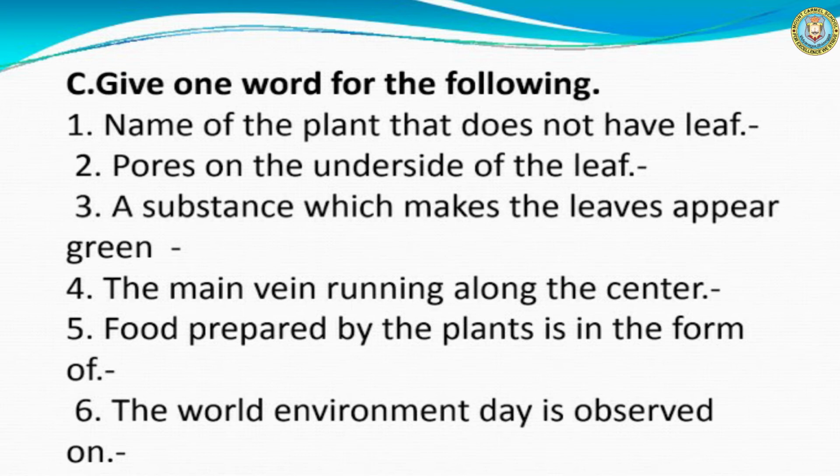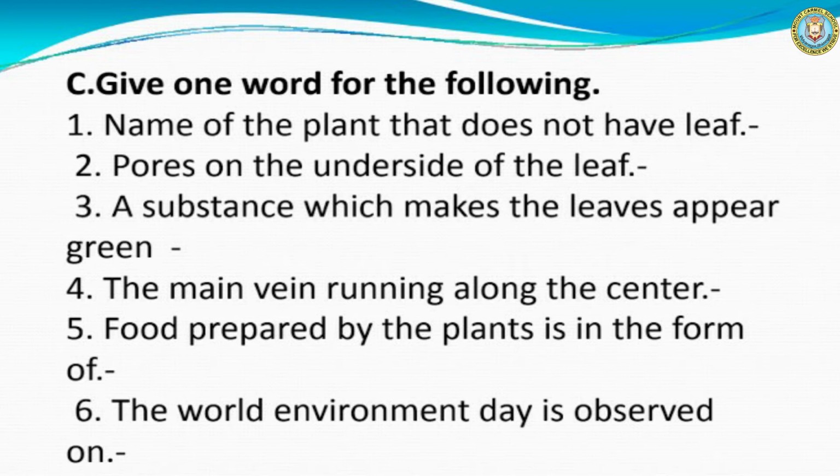ನೆಕ್ಸ್ಟ್ ಕ್ವೆಶ್ಚನ್ ಗೆ ಹೋಗೋಣ. ನೆಕ್ಸ್ಟ್ ಕ್ವೆಶ್ಚನ್ ಈಸ್, give one word for the following. Name of the plant that does not have leaves. Okay, what is that? Which plant is this? Keep in mind. Okay, pores on the underside of the leaf that we call as stomata. Yes, a substance which makes leaves appear green.